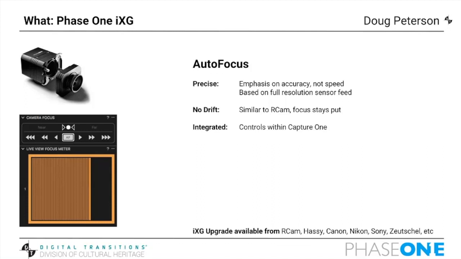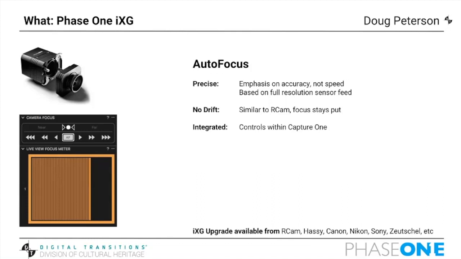But the other problem you run into is that settling behavior, where even if you place a rubber band or a piece of gaff tape on the focus mechanism, it will settle into the elasticity of that restraining device. It will slowly change a small amount, which in high quality preservation imaging is not acceptable. The IXG is designed to have no drift.